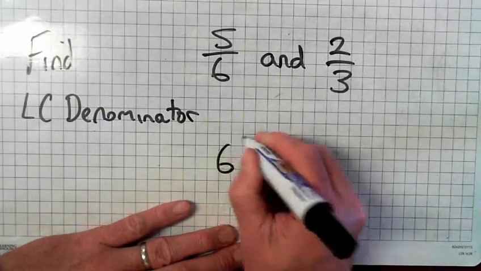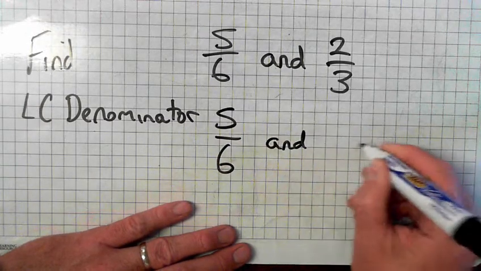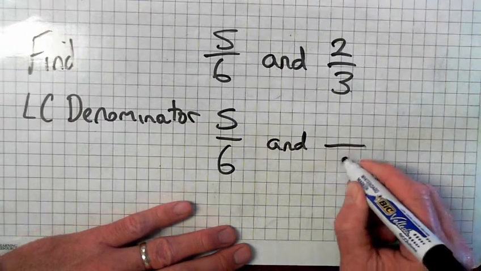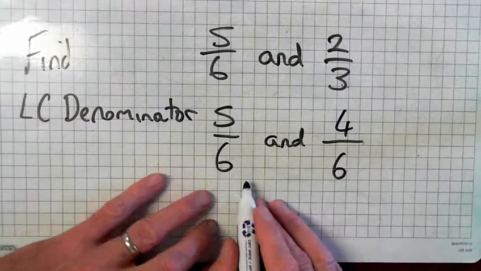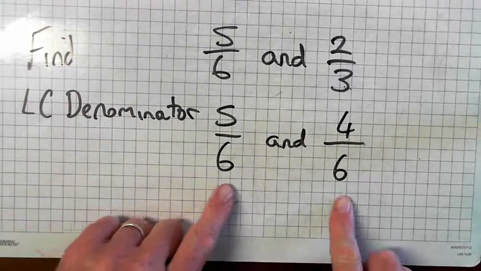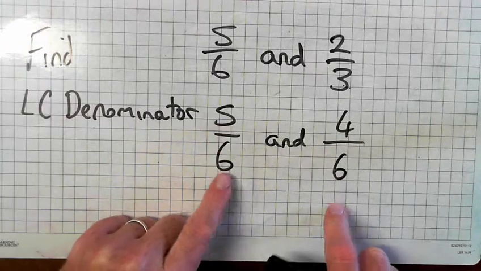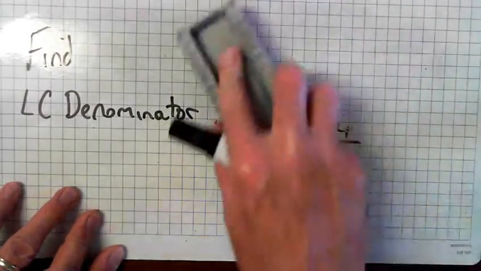Well, 6. So 5 over 6 and change that to 6, times 2, times 2, times 2. The lowest common denominator is 6. The two fractions are 5 over 6 and 4 over 6. Another example.